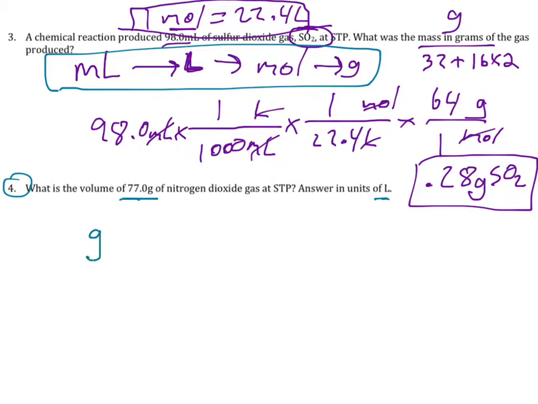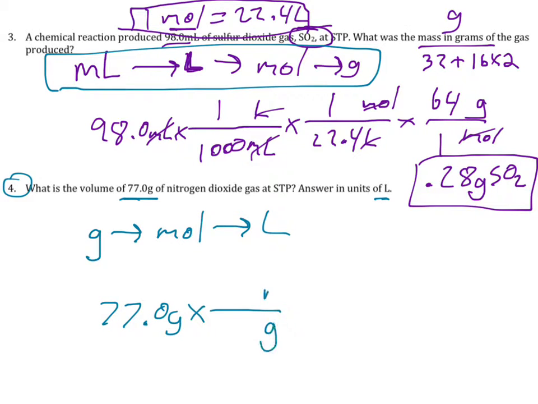All right, so we're given grams. And we know we can go from grams to moles. Been doing that since unit 2. So you can go from grams to moles. And we know that once we have moles, we can go from moles to liters. And that's our setup there. So we have 77.0 grams, but again, we've got to go from grams to moles first. And then we are going to go from moles to liters.